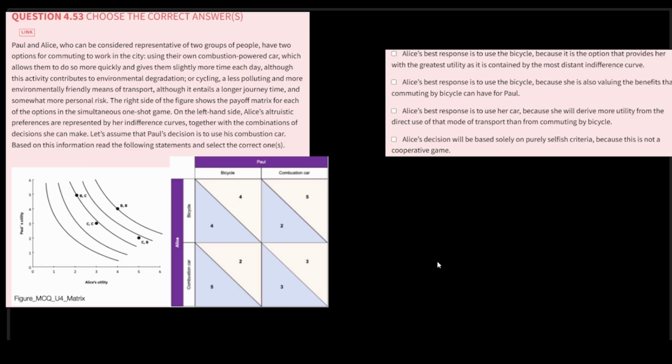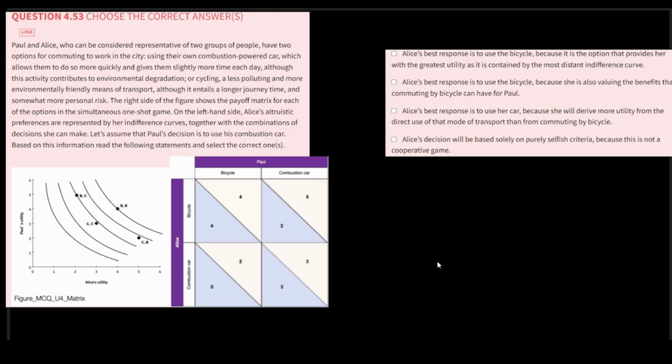It's still a little fuzzy, but I think it's more readable now. Let's read the intro and then get going. So we have Paul and Alice, who can be considered representative of two groups of people. They each have two options to commute to work in the city.